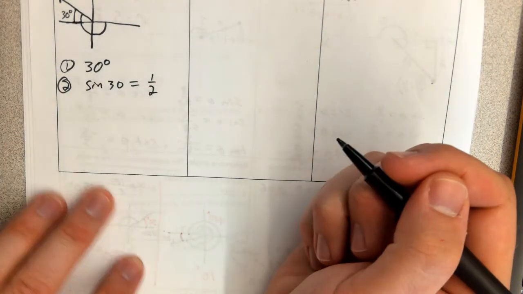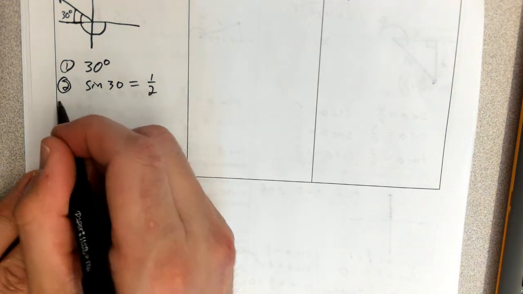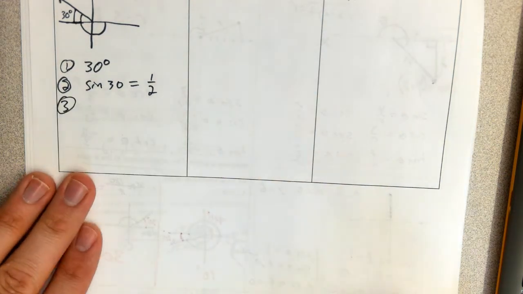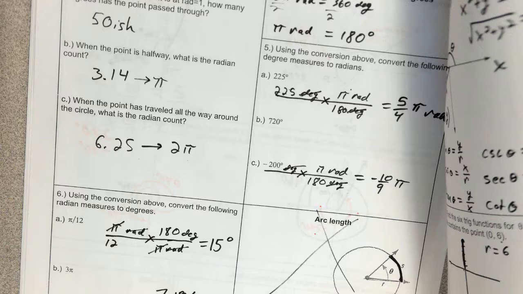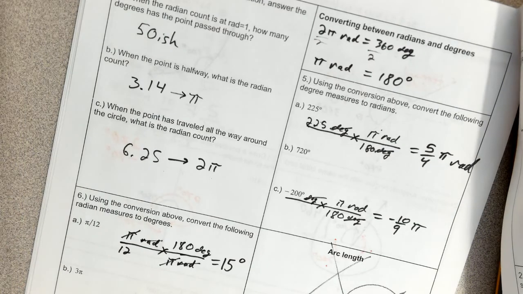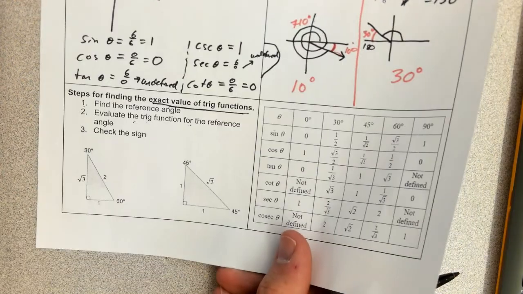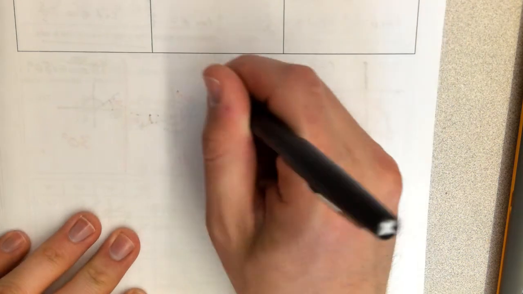Okay. So for step three, I check the sign of the trig function. In other words, step three is to check to see whether it's positive or negative. I should have mentioned this before, but you know what? I'm going to put it right on the back of the notes in this big area here.